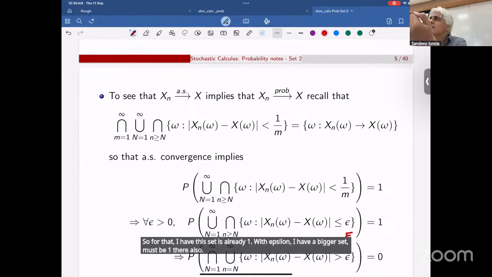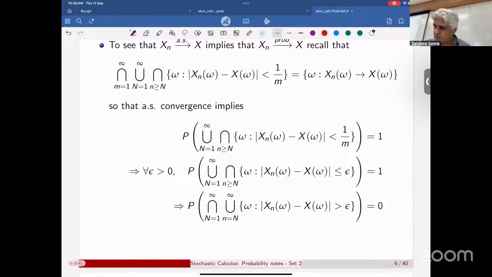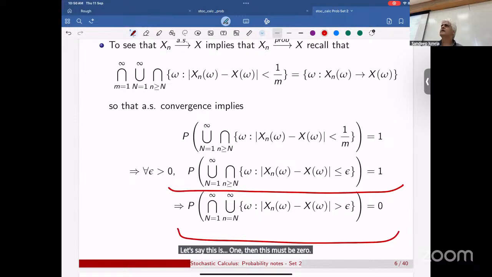Right? Okay. And now I've just taken the complement. So if this is 1, then this must be 0. That's exactly the negation of this. All right.